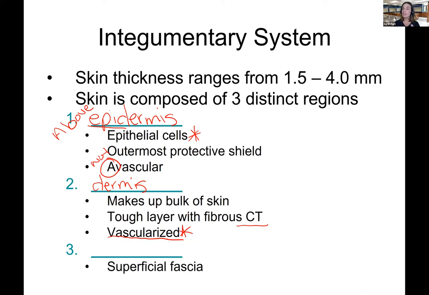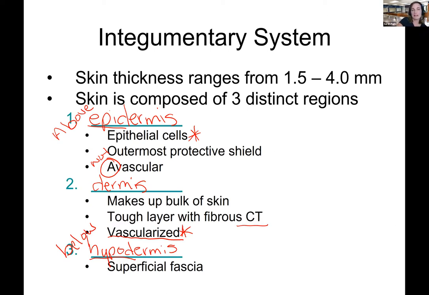Now remember, cells are living things. They have to get nutrients. So how your epidermis gets nutrients is through diffusion. So nutrients actually diffuse up from the dermis into the epidermis. And then under the dermis is the hypodermis. Remember, hypo means below. And the hypodermis is under the dermis.